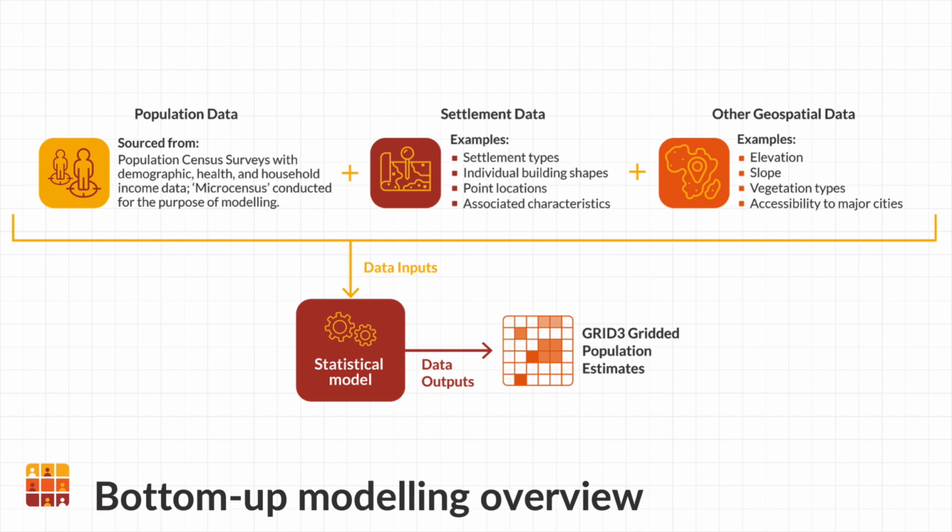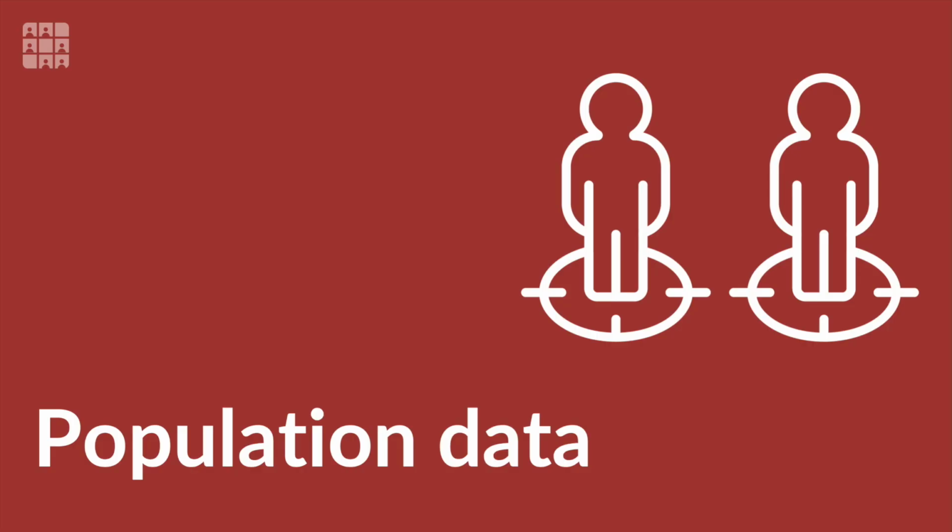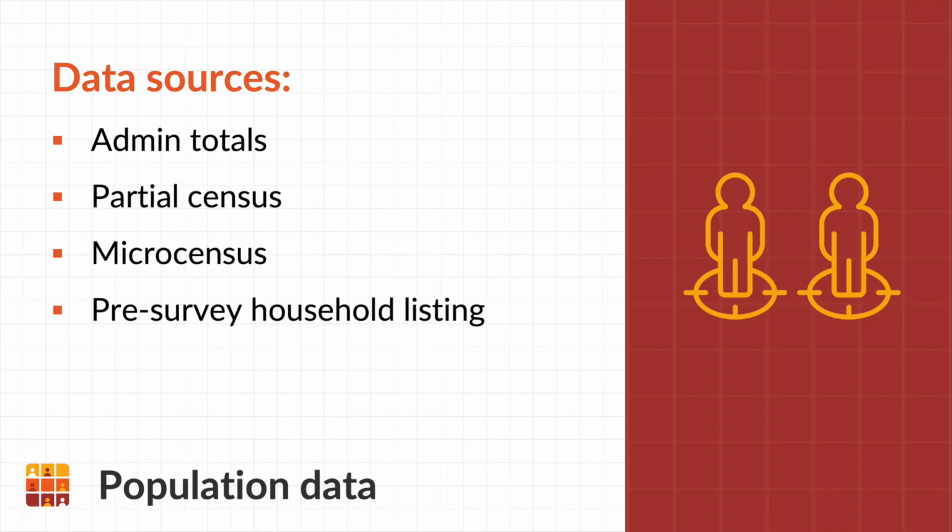Population data can be derived from different kinds of surveys, from national censuses to bespoke microcensuses. Settlement data is derived from satellite imagery and involves, for example, settlement type and shape of the individual buildings. Ancillary geospatial covariates are meant to describe geographic context, for instance, elevation, slope, vegetation type, or accessibility to major cities. The population data is at the core of the bottom-up model and can be derived from different sources. These data sources can be diverse and used individually or in combination depending on the situation.